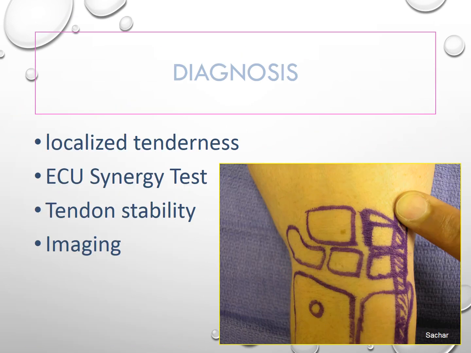It's localized tenderness on the ulnar aspect of the hand and wrist, where the tendon attaches at the base of the fifth metacarpal, and you can have pain that goes proximally. There's the ECU synergy test, which is a diagnostic tool. Checking tendon stability is very important, and imaging.